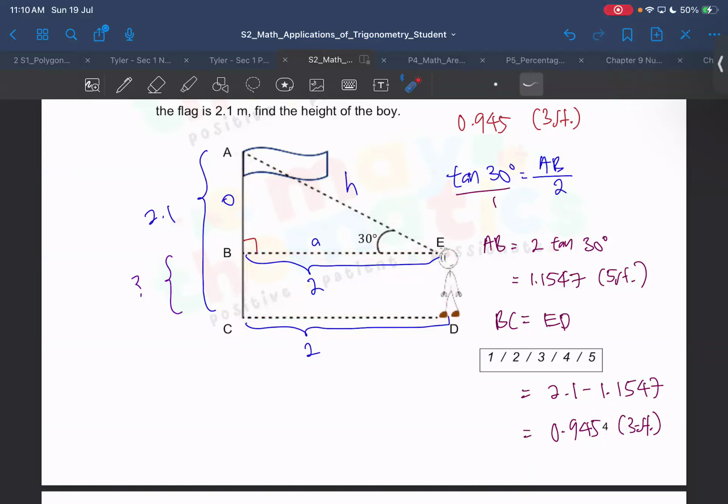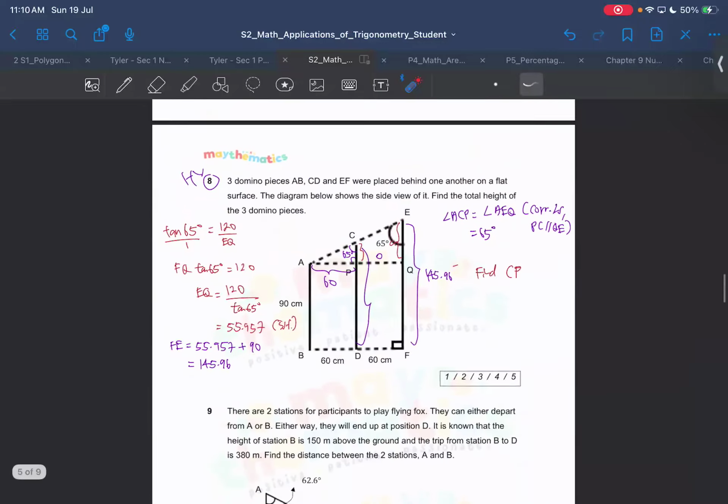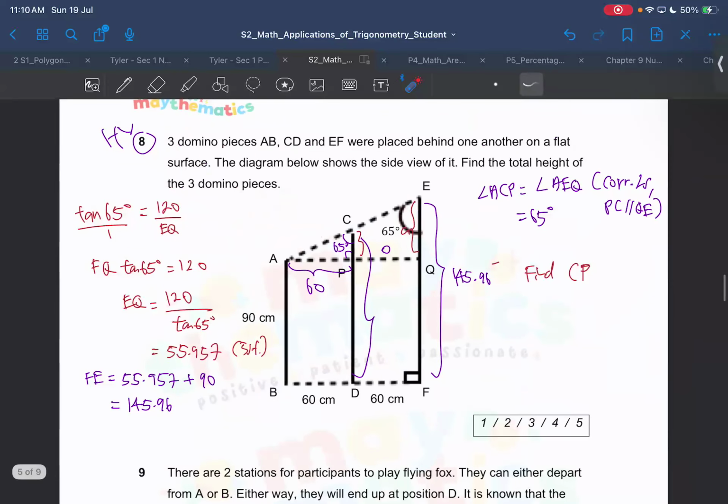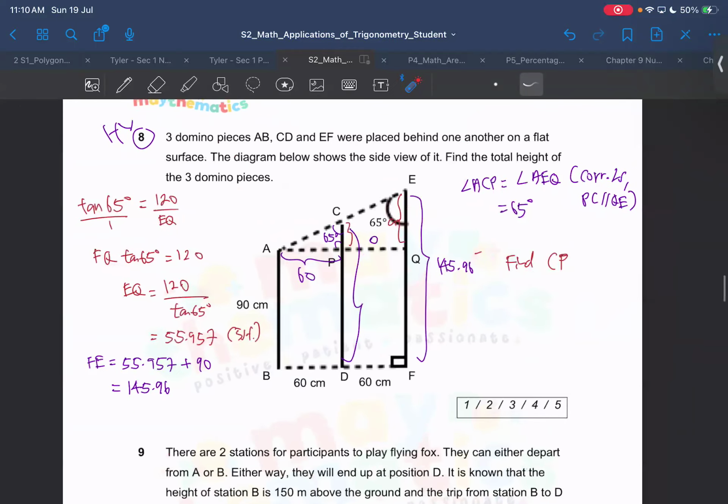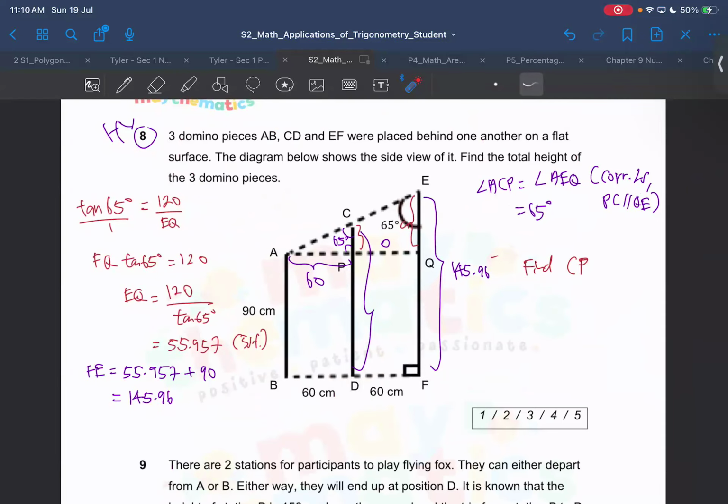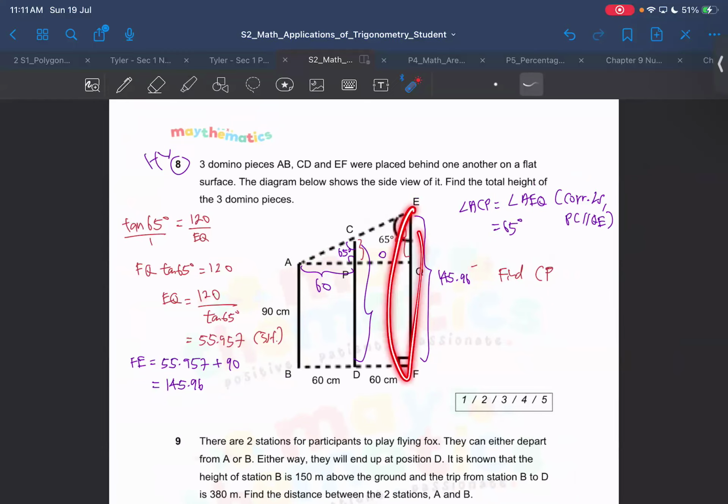Okay, so let's move on to question 8, also homework. You'll find CP, the height of the total, the height of the 3 domino pieces. I think we did it together as a class. Because we found EQ, which is this. Then we also found the height of the 3 pieces. Yeah, we need to find the length of all this. So we got this ready.